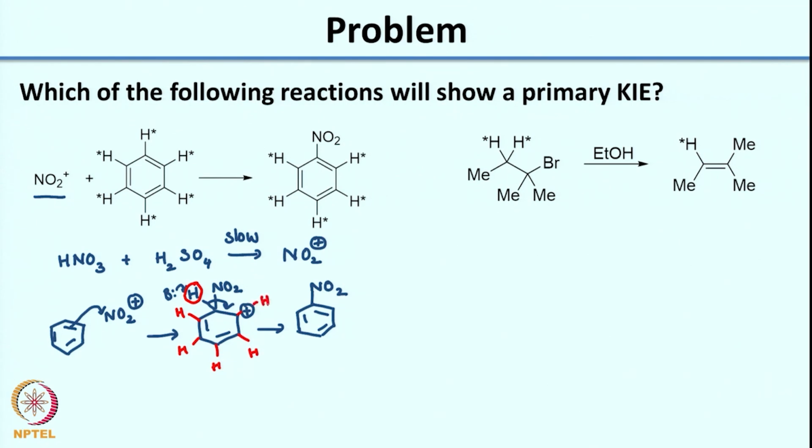Now, but the bond breaking is happening after the rate determining step. So, since this is happening after the rate determining step, this will not show a primary kinetic isotope effect. Remember, all the steps that take place after the rate determining step do not influence the rate constant much, which is observed for a particular reaction.